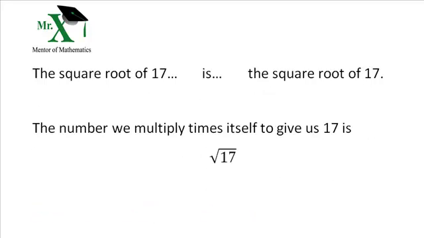When we say the square root of 17 is the square root of 17, what we need to understand is that the number we multiply times itself to give us 17 is the square root of 17. When we say that the square root of 29 is the square root of 29, the number we multiply times itself to give us 29 is the square root of 29. And when we say the square root of 87 is the square root of 87, the number we multiply times itself to give us exactly 87 is the square root of 87.